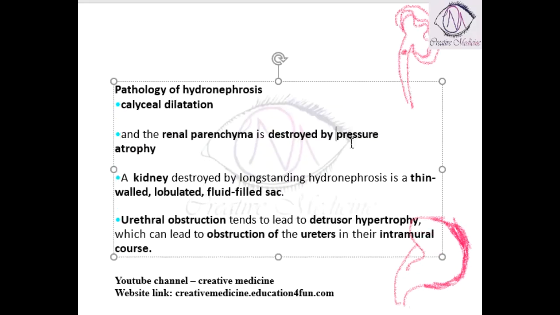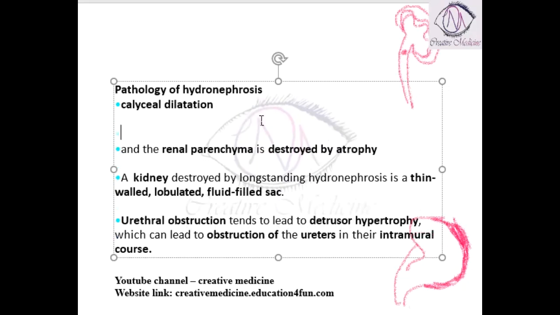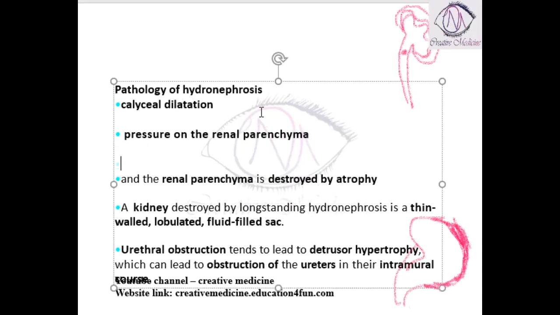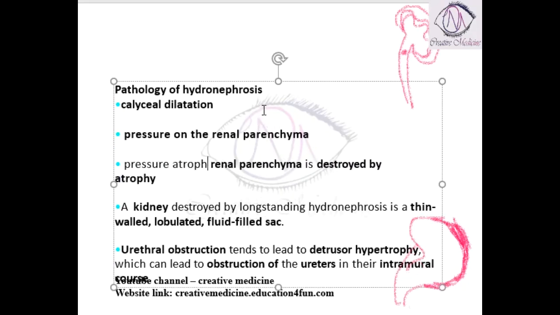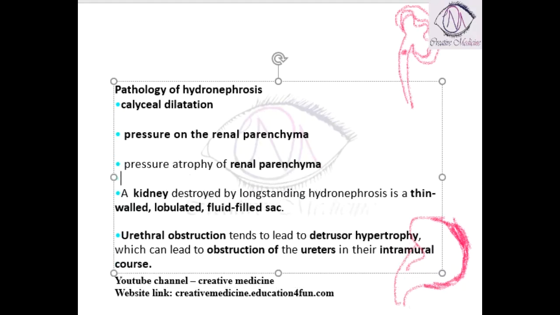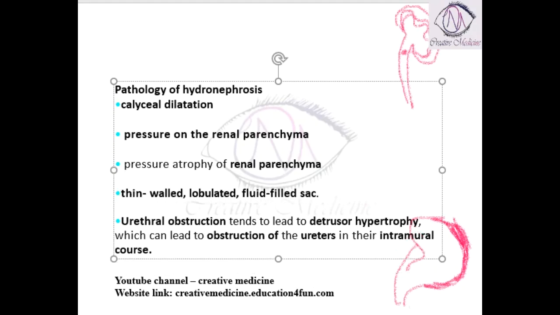First there is calyceal dilatation, and pressure is applied on the renal parenchyma. Because of the pressure on the renal parenchyma, this has resulted in pressure atrophy of the renal parenchyma. Thus, the renal parenchyma is destroyed. So, when there is pressure atrophy of the renal parenchyma, the kidney is seen as a thin walled, lobulated, fluid filled sac. So, this is the main thing that occurs.